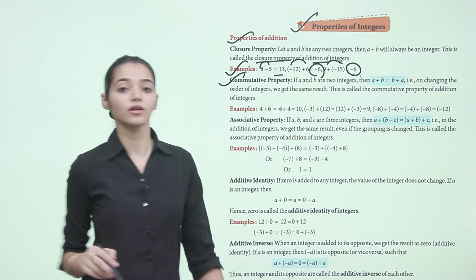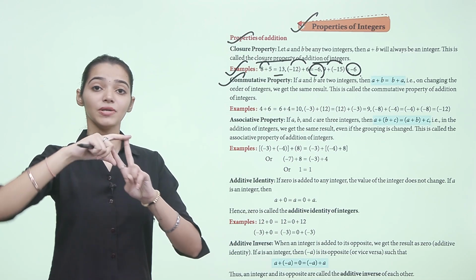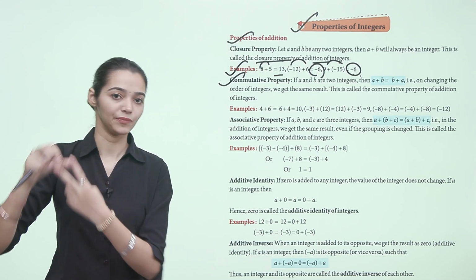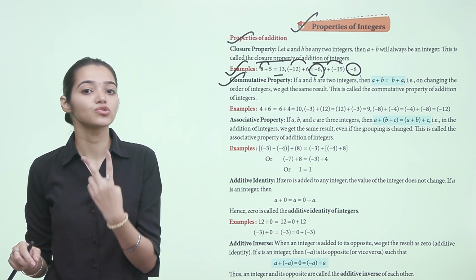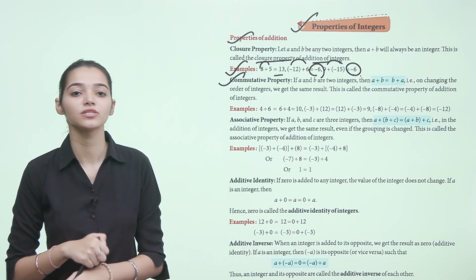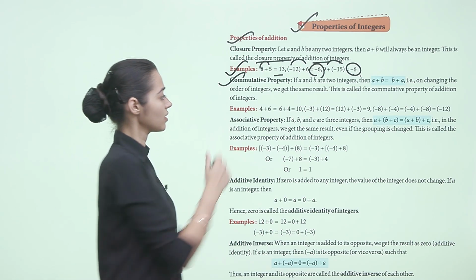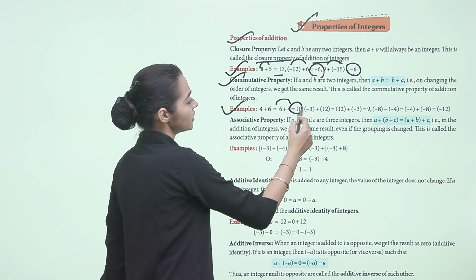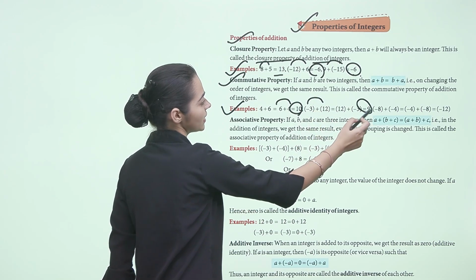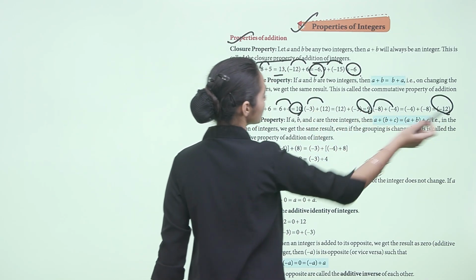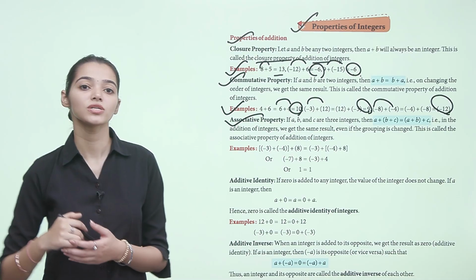Now the commutative property. If a and b are two integers, then a plus b is always equal to b plus a. On changing the order of integers, we get the same result, and this is called the commutative property of addition of integers. For example, 6 plus 4 is 10, minus 3 plus 12 is 9, minus 8 plus minus 4 is minus 12.